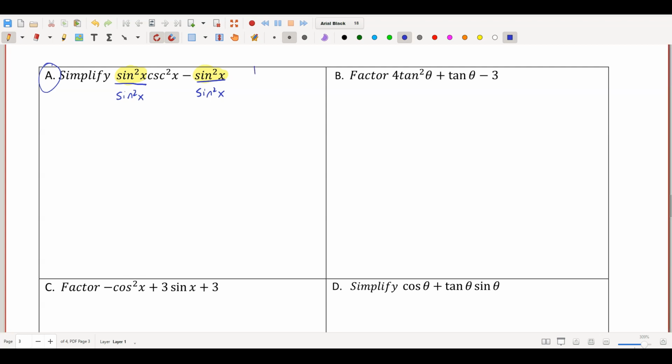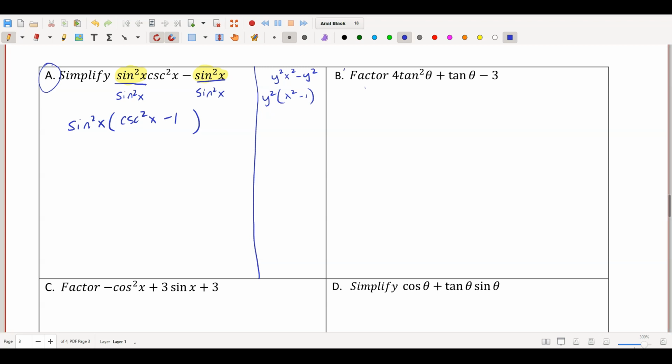Like in our skill builder, it's similar to having something like y squared x squared minus y squared. I say, what's the common factor? And you say, I'm going to pull out a y squared from both of these. It's exactly what we're doing here. So if the cosecant is messing you up, think of the sine as an actual variable. I'm going to pull out a sine squared x from this. What's left over is cosecant squared minus 1.